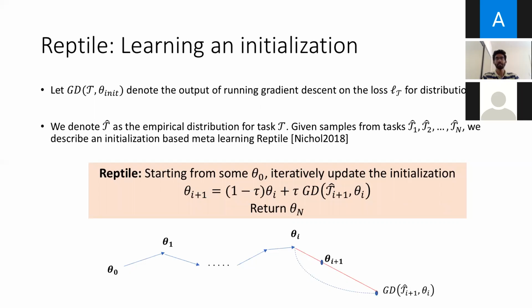So it starts with some initialization, let's say random initialization theta 0, and iteratively updates this initialization by doing the following. It basically does this interpolation step between the current initialization and the output of running gradient descent on the empirical distribution for the task i+1. Importantly, you run the gradient descent algorithm starting from theta i. So in this figure, you can see that you're at this point theta i right now, and you see a new task T i+1. So you run gradient descent on this loss starting from theta i, and then you just interpolate between these two points, and you get your next initialization theta i+1. And you keep doing this till you have seen the N tasks, and then you output the final initialization that you have.